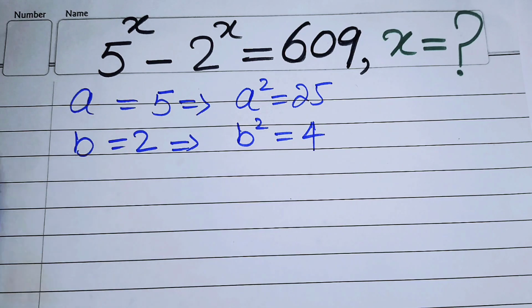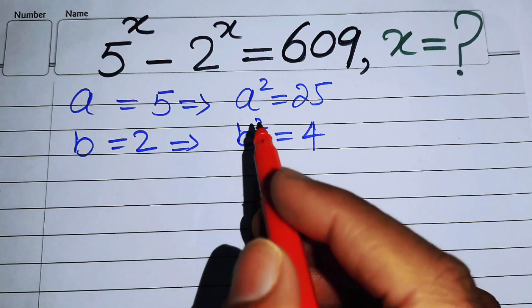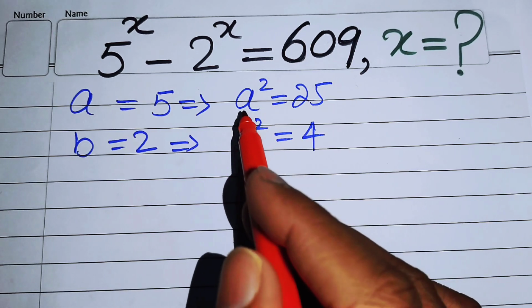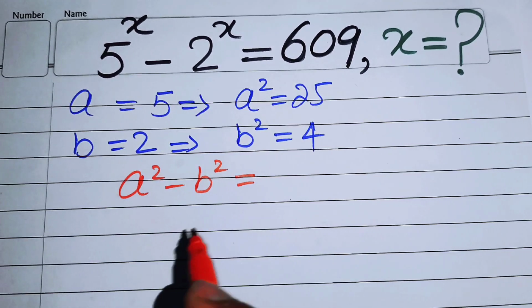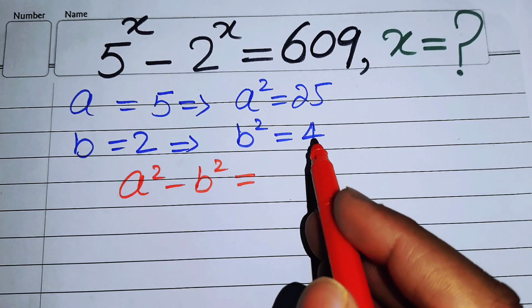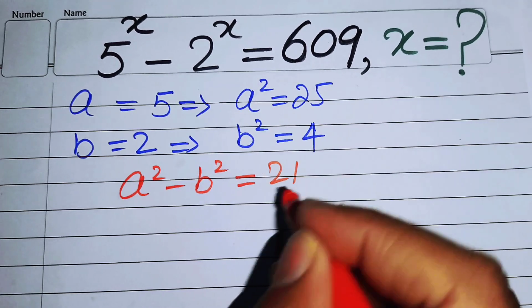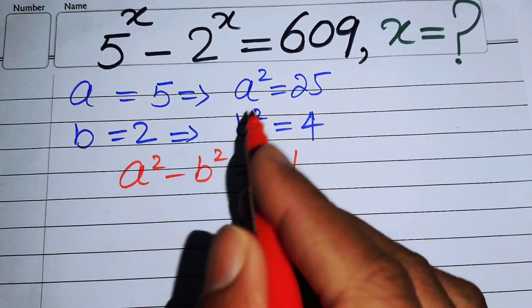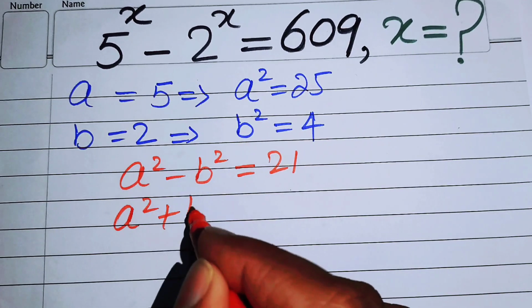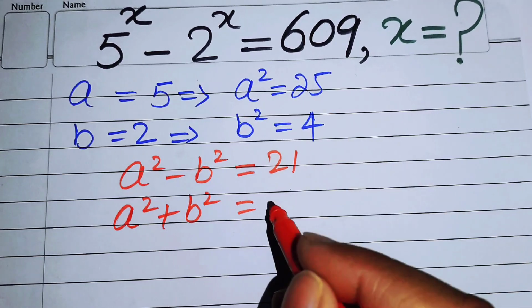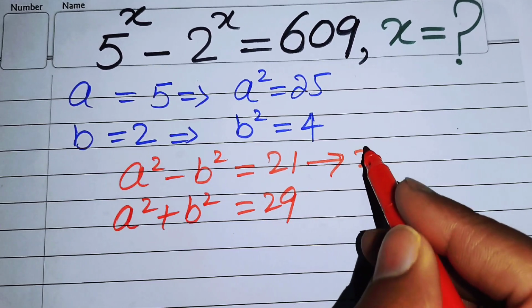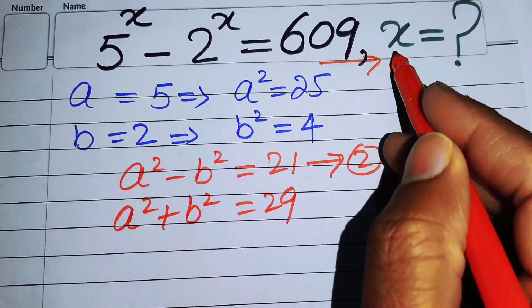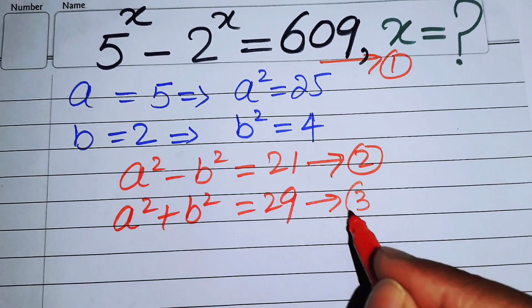And now in the next step we add or subtract a square and b square. When we subtract, a square minus b square equals 25 minus 4, which becomes 21, and when we add a square and b square, we get 25 plus 4 equals 29. We call this equation number 1, this equation number 2, and this is equation number 3.